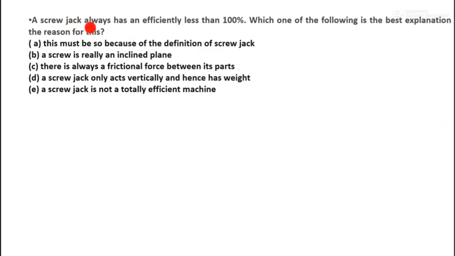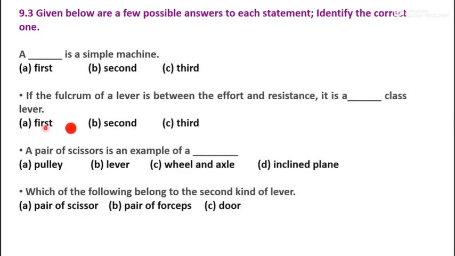I have already described these examples. And a screw jack always has efficiency less than 100%. Which of the following is the best explanation of the reason for this? First, this must be so because of the definition of a screw jack, a screw is really an inclined plane. There is always frictional force between its parts, and a screw jack only acts vertically, and hence has weight. A screw jack has no total efficiency machine. Now you can solve these fill in the blanks, MCQs and all these questions.